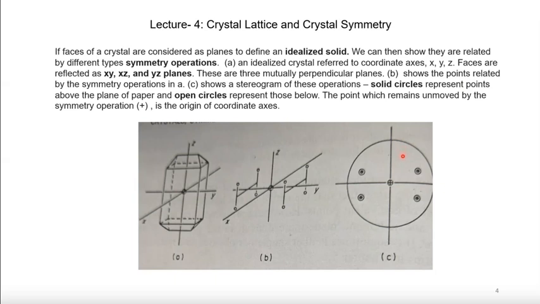Okay, so we go on, and one more thing: the point which remains unmoved by the symmetry operation is usually the origin of the coordinate axes. This one is unmoved. This one is unmoved. Then this one is unmoved if we give a symmetry operation. Therefore, this is said to be taken as the origin.